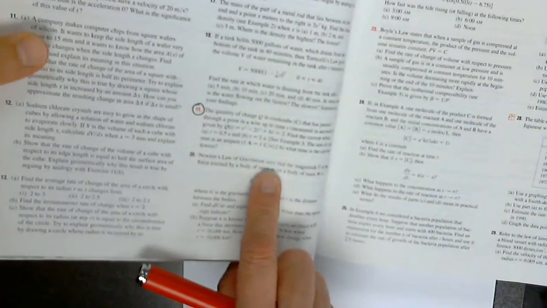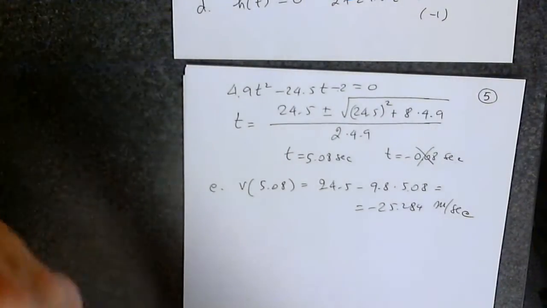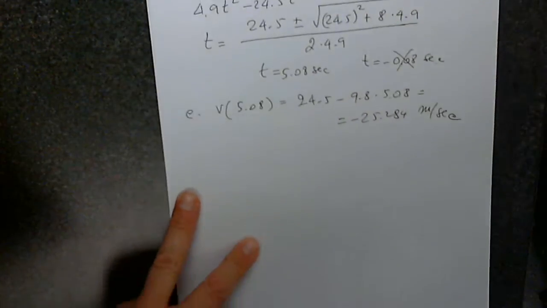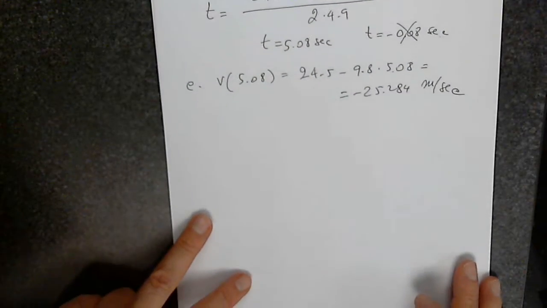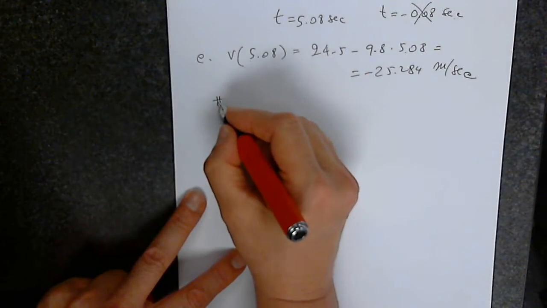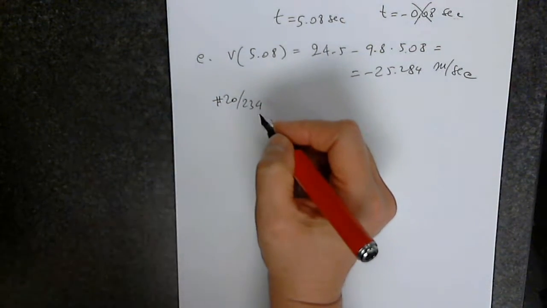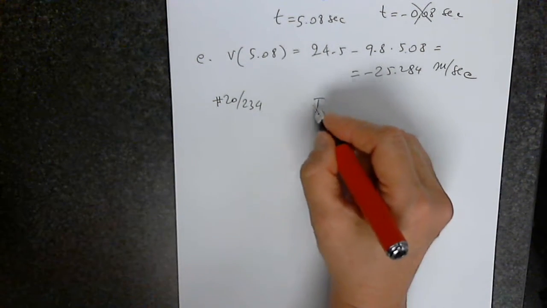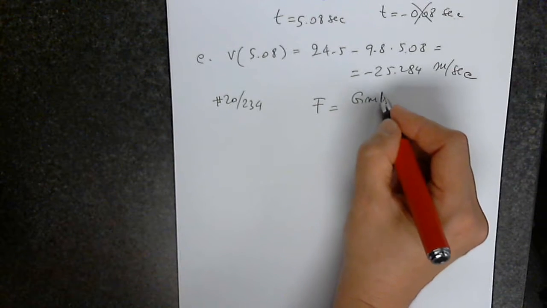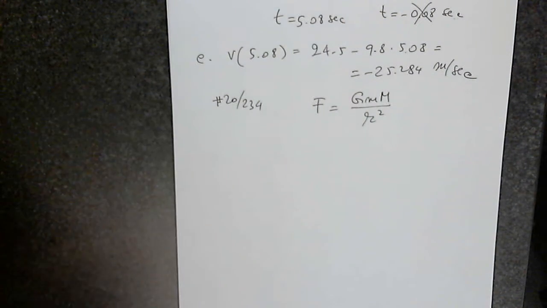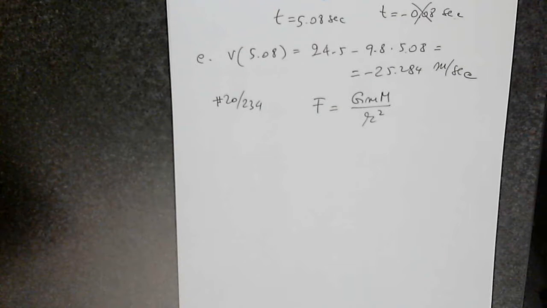Newton's law of gravitation says that the magnitude F of the force exerted by a body of mass m on a body of mass uppercase M is this. So I'm going to copy that. So this is 20 on 234. Any questions on the previous problem? Okay, 20 on 234. And this is F equals G m M over r squared, where G is the gravitational constant and r is the distance between the bodies.